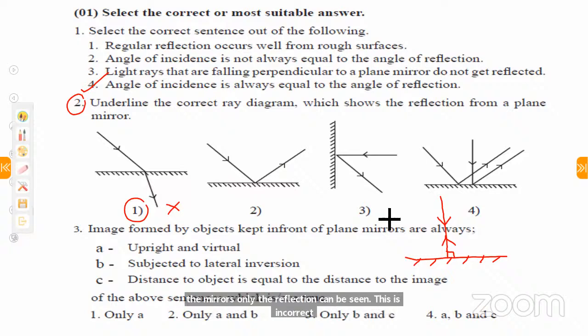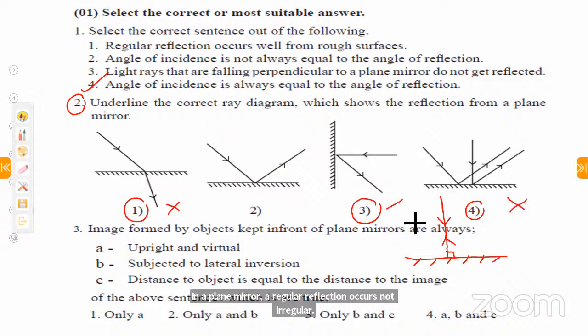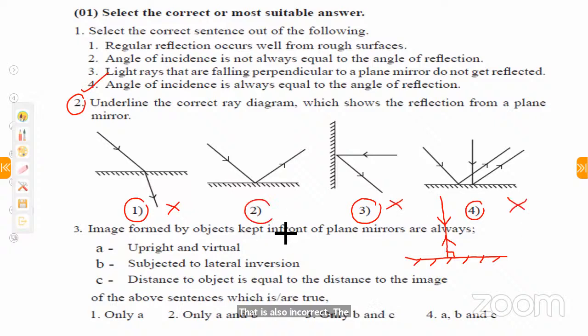Can you see such a reflection? No. What about the fourth one? It's a regular or irregular reflection. Irregular, but the surface is smooth. It's a plane mirror. In a plane mirror, a regular reflection occurs, not irregular. That is also incorrect. The correct answer is the second one. See the normal and look at these two angles. They are equal in magnitude. Here's the correct one.